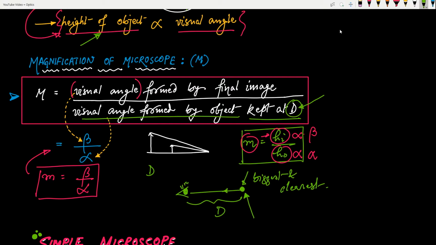Okay, I hope now the concept is clear. Therefore, we are keeping the object at D and then magnifying it. As a result of which, we use the visual angle that is formed when the object is kept at capital D, and we got the formula to be m is equal to beta by alpha. I hope this is clear. Okay, so now let's jump into our next concept, that is the concept of simple microscope.